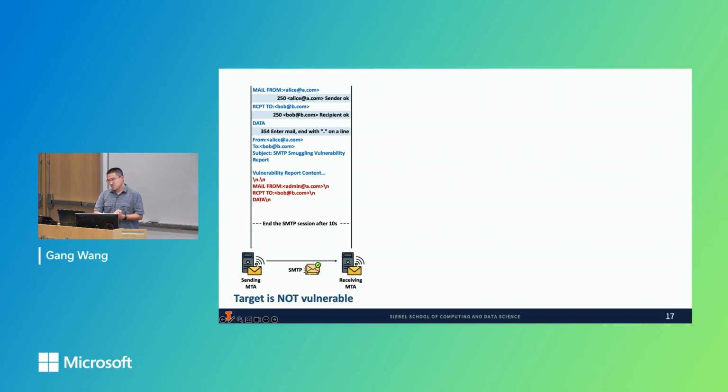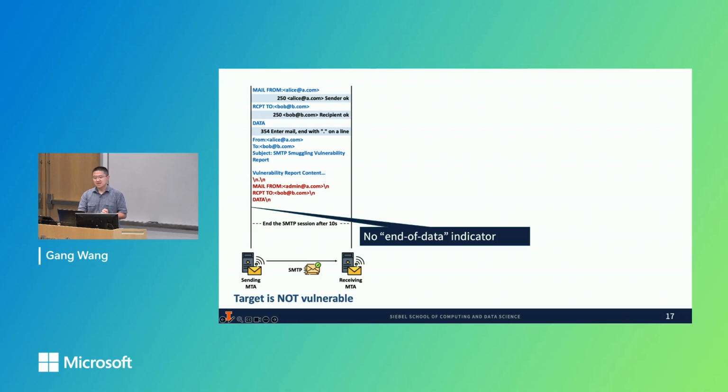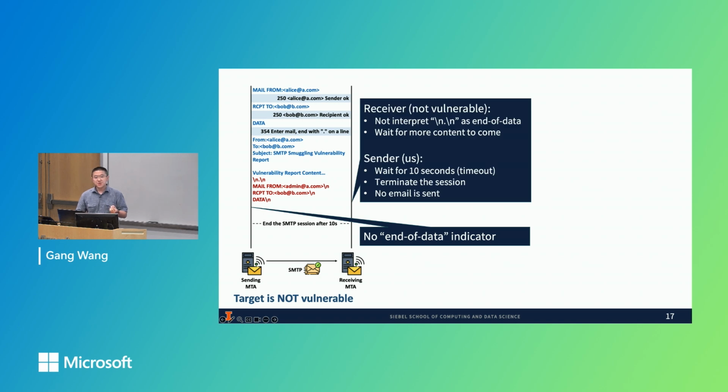This is an example of the payload. The trick here is that this payload never has the official end of data indicator. You don't see the \r\n.\r\n, right? What this means is that if the target is not vulnerable, they will not misinterpret this \n.\n as the attack payload. Everything is just legitimate content.